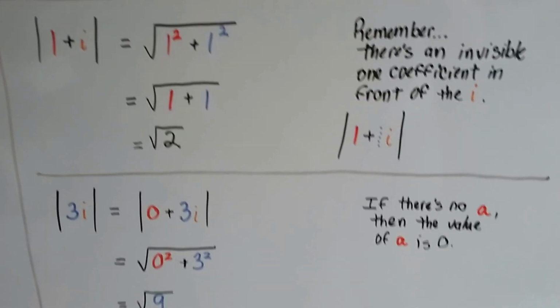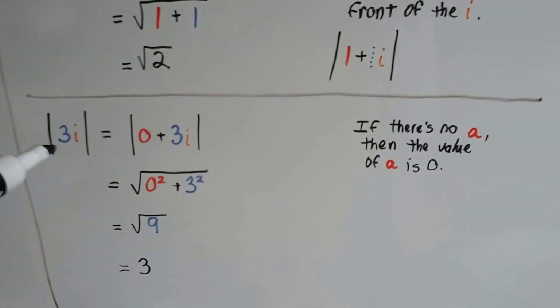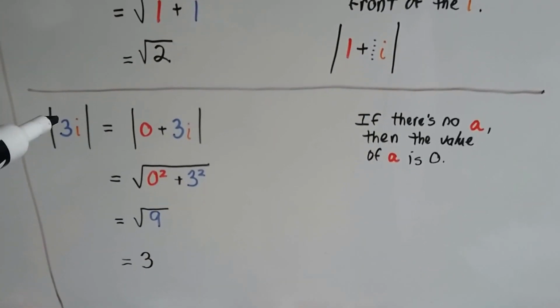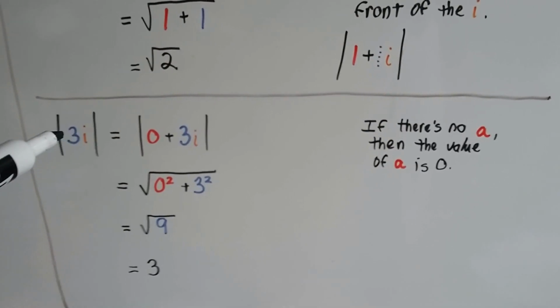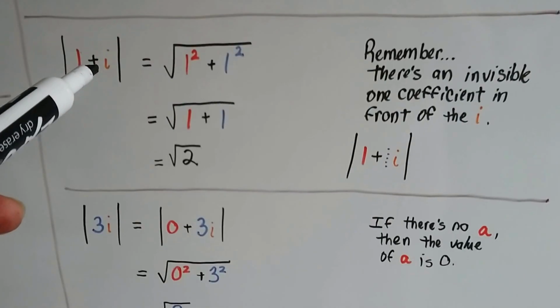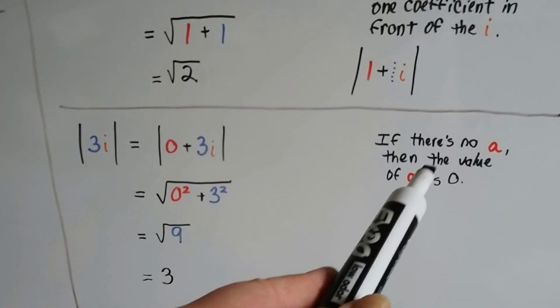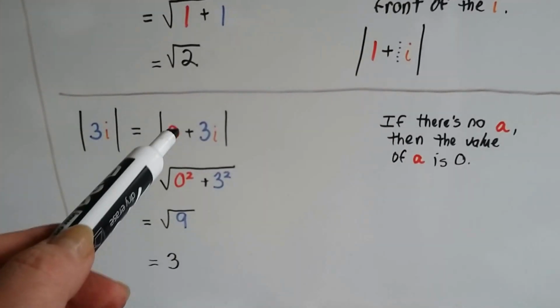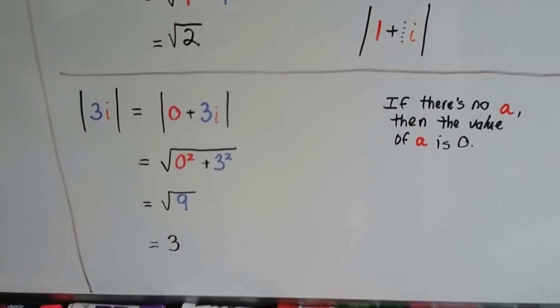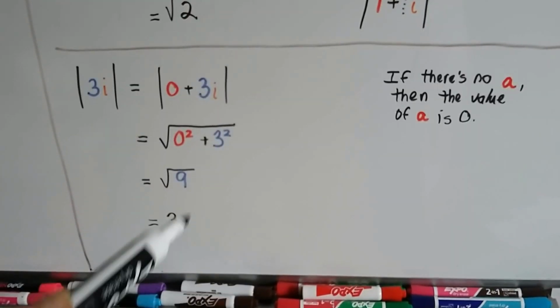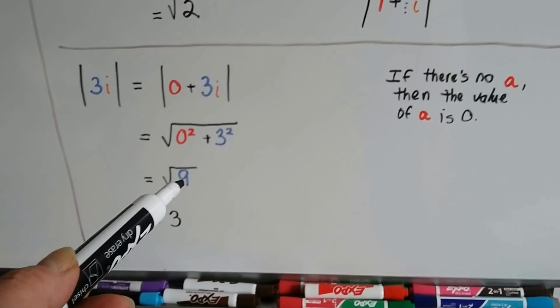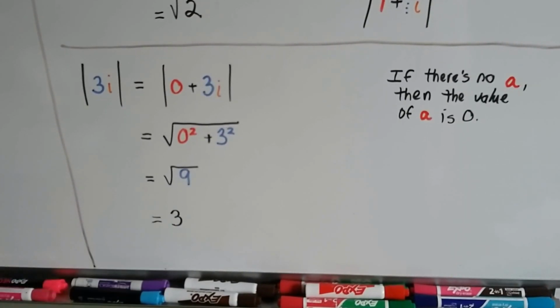See? And if you don't see a value for A, if there's no A plus something here, some value plus something, like up here, that means A is a 0. So you've got 0 plus 3i, see? Which is basically just saying 0 squared plus 3 squared. So that would just be the 3 squared. That would be a 9. So the square root of 9 is 3, see?